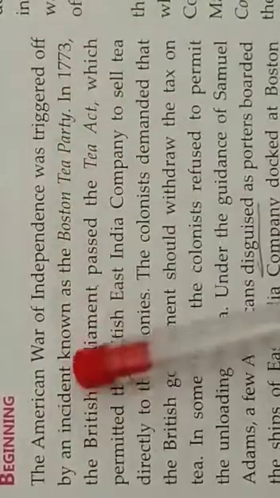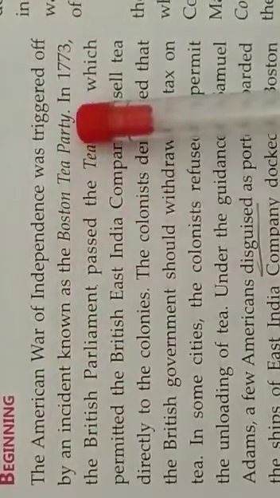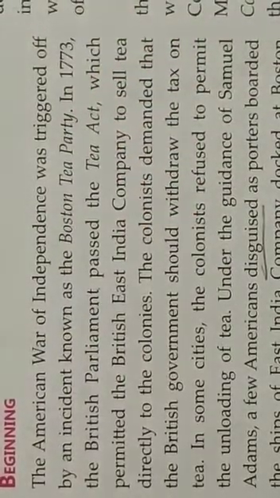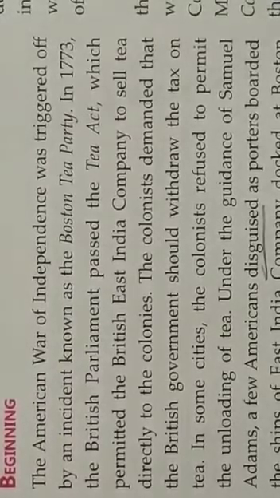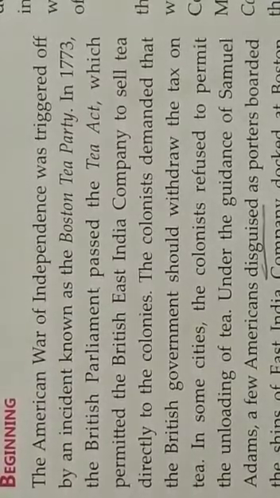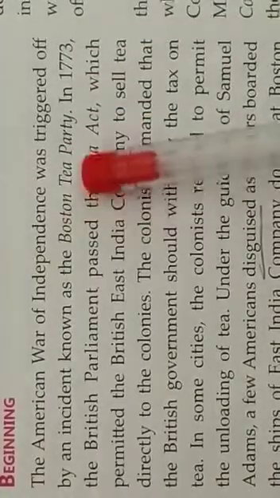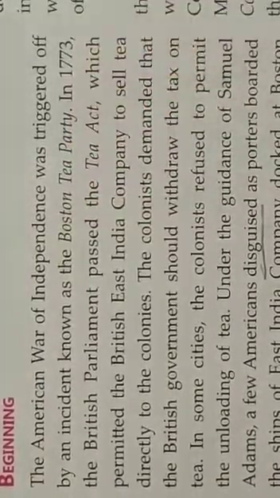The American War of Independence was triggered off by an incident known as the Boston Tea Party. Trigger means to start as a reaction to something. So the American War of Independence began as a reaction to an incident known as the Boston Tea Party.